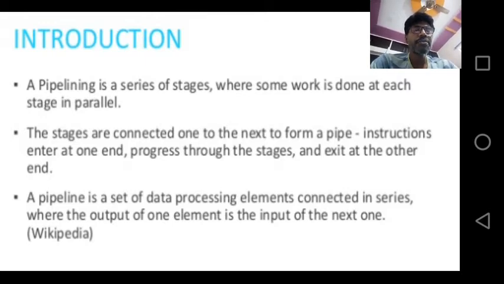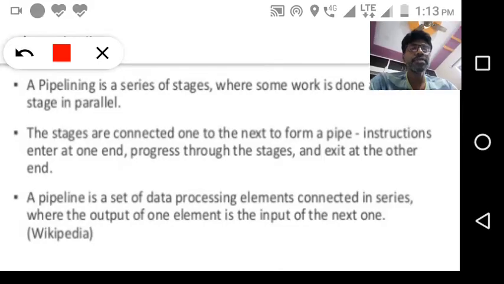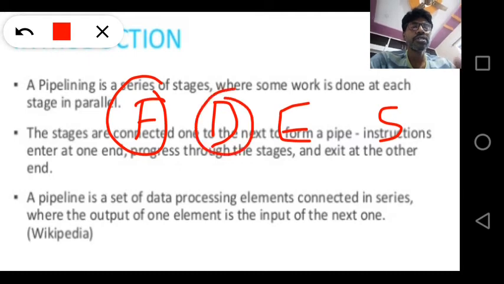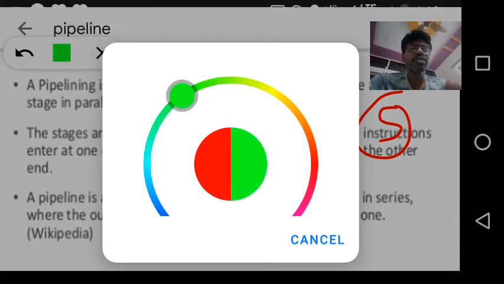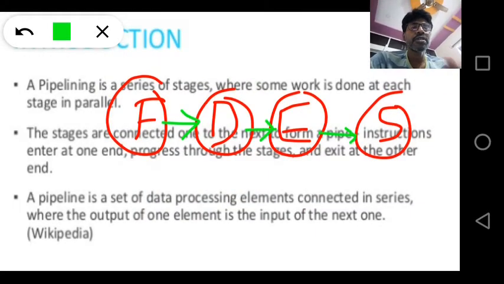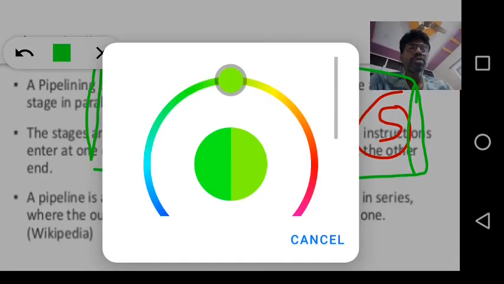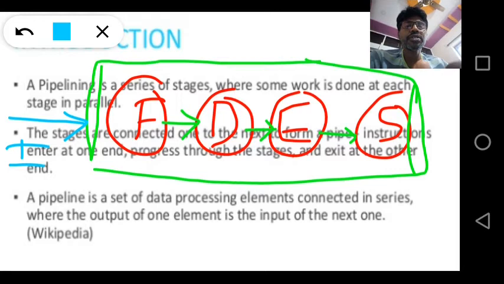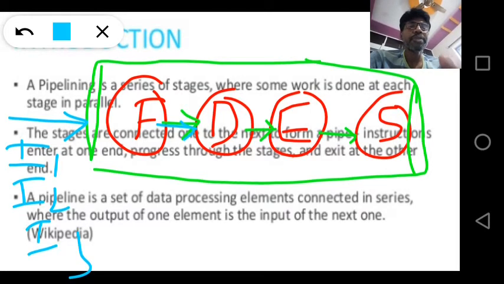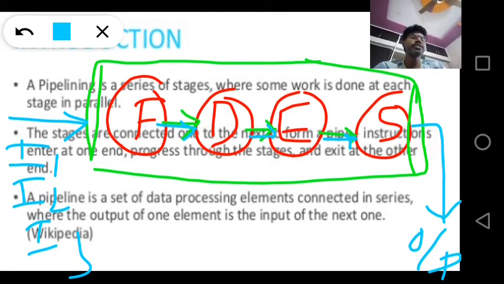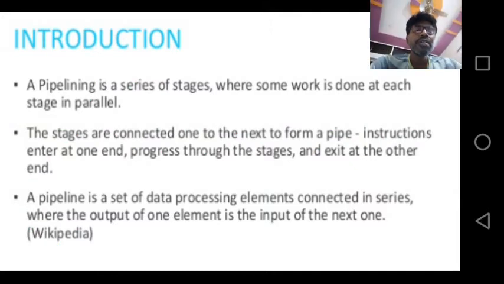Instructions enter at one end, progress through the stages, and exit at the other end. That means in the fetch, decode, execute and store stages, the instructions are connected and they are in a pipe. Now when instructions I1, I2, I3 enter the pipe, they cross each stage and the output is the result of the instruction. The stages are connected one to the next to form a pipe.